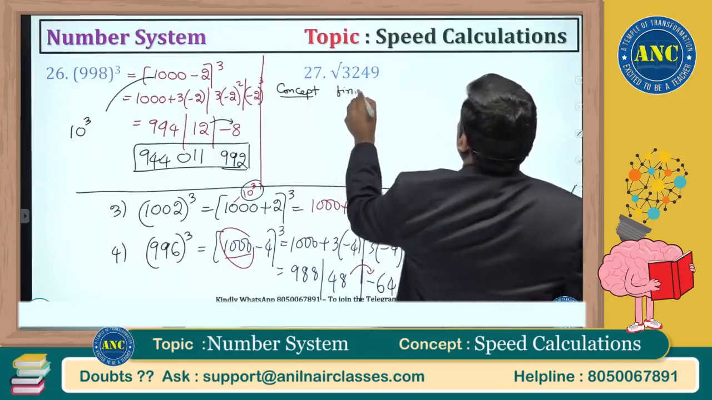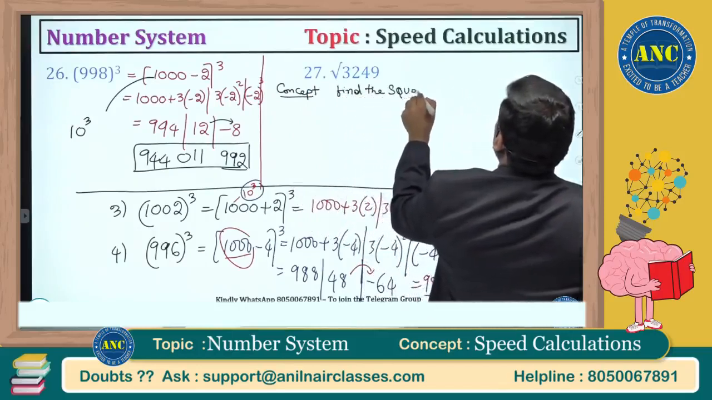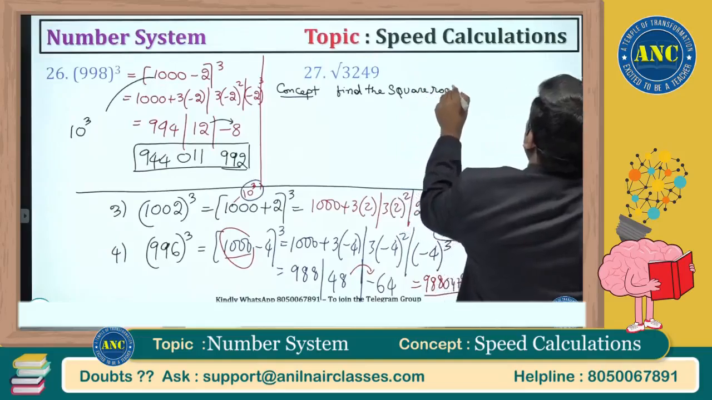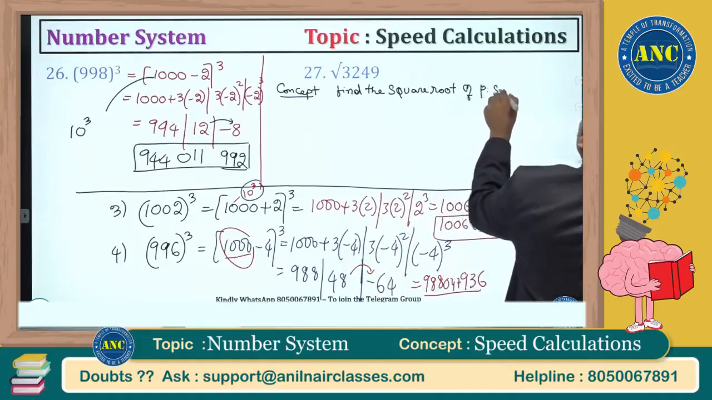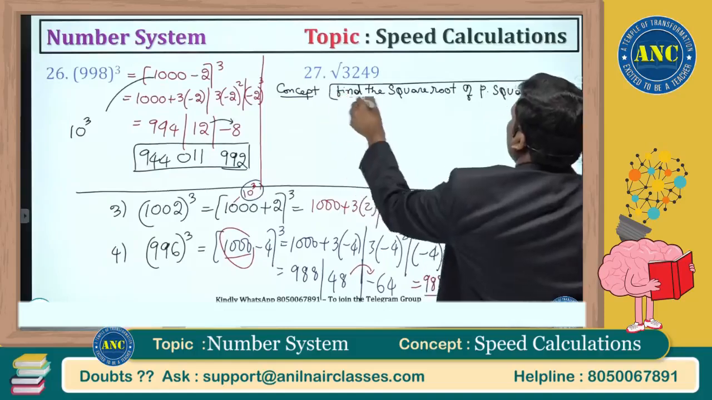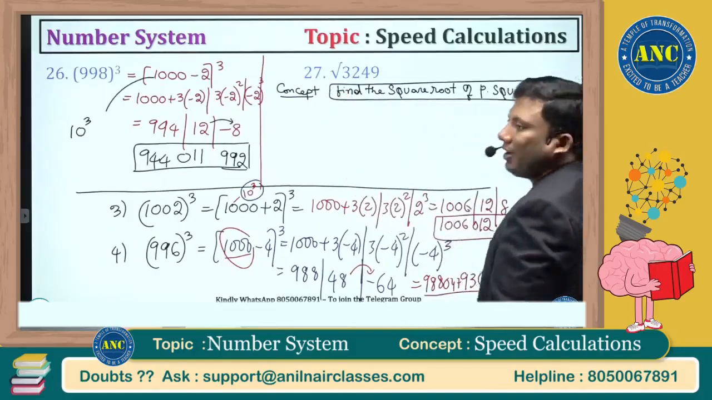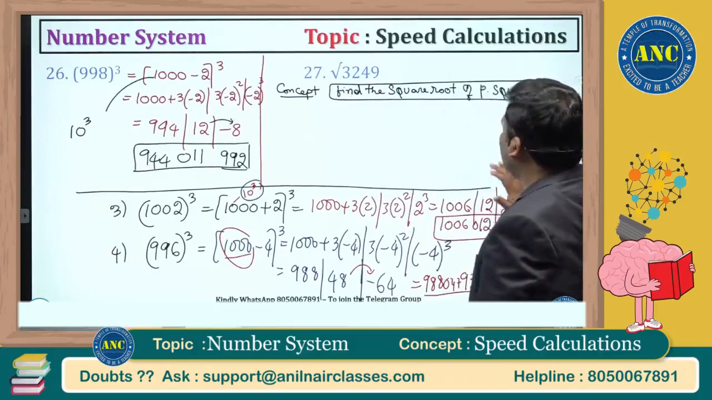Finding the square root of a perfect square. How will you come to know whether a number is a perfect square or not?